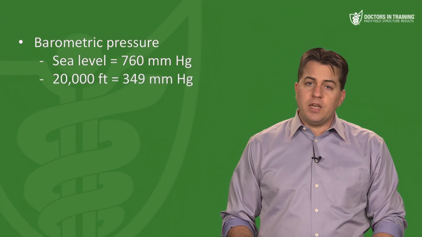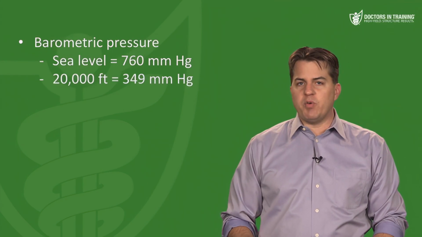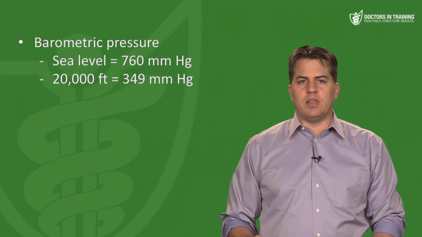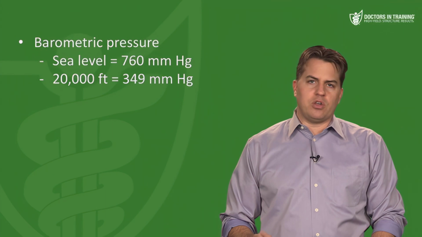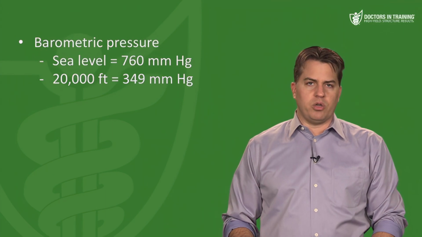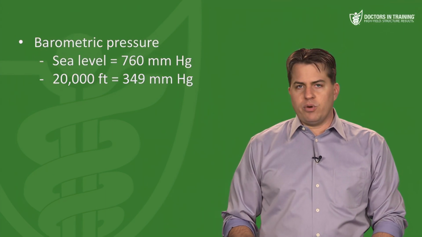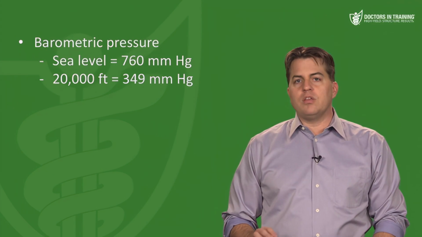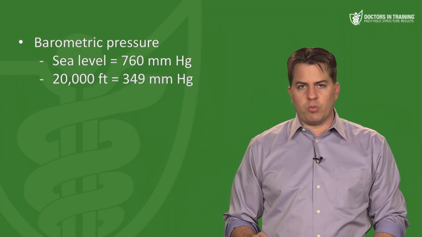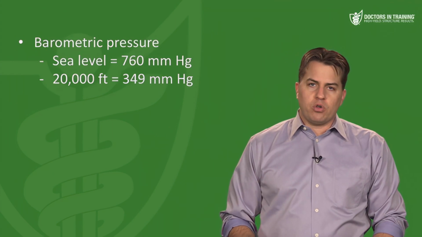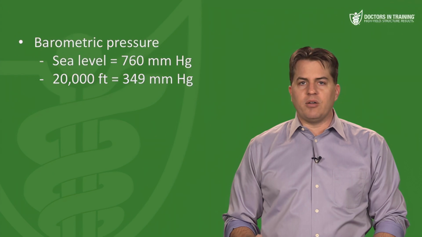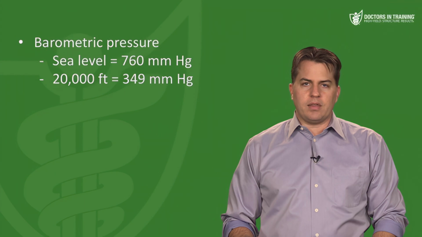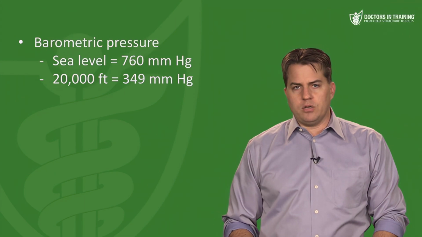At 20,000 feet above sea level, and that's not even the top of Mount Everest, which is around 29,000 feet, the barometric pressure is just 349 millimeters of mercury. So that's a lot less than the pressure at sea level. And no matter where you are, the partial pressure of oxygen is 21% of the barometric pressure. That means that the partial pressure of oxygen at sea level is a lot higher than it is in mountainous environments. And the body has to find ways to deal with that lower partial pressure of oxygen.